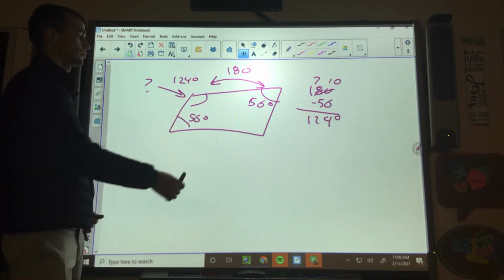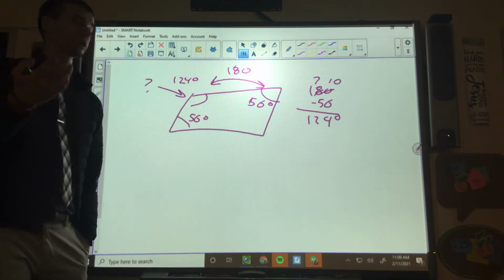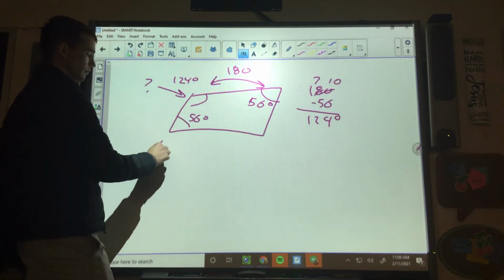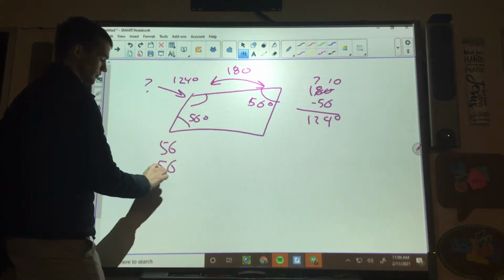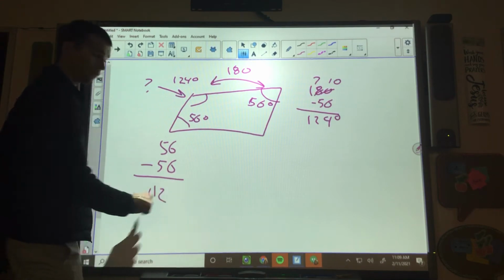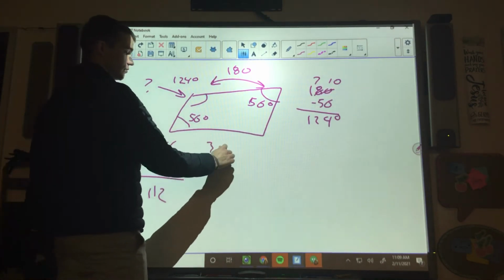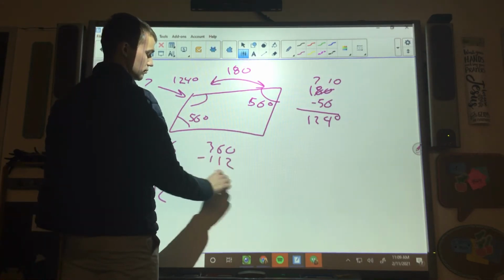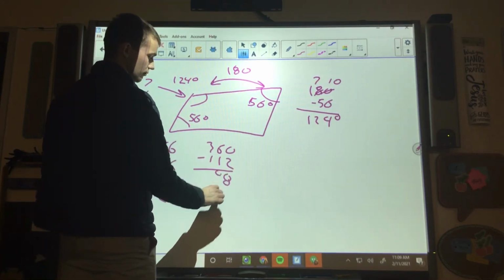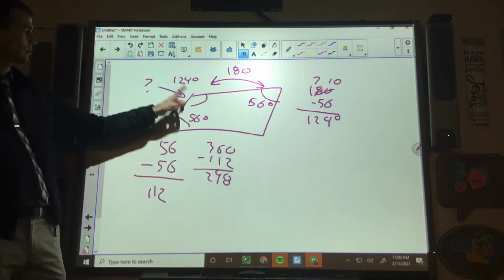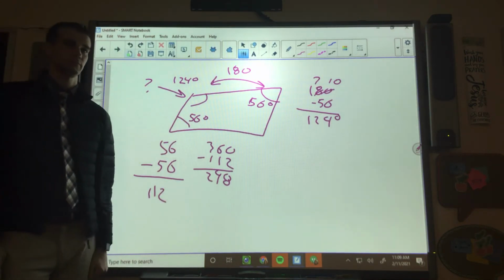If you actually want to double check everything, we know all these add up to 360, right? 56, 56, add them up, that's 112. We do 360 minus 112, which is 248. Divide 248 by 2. Boom, 124. I proved it.